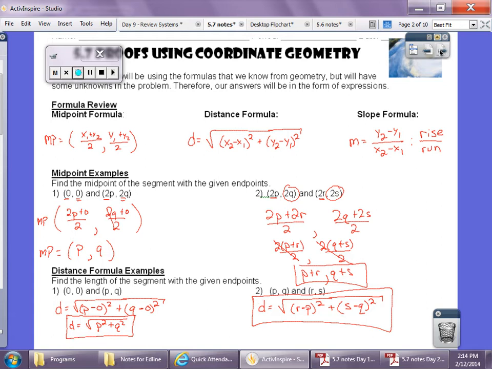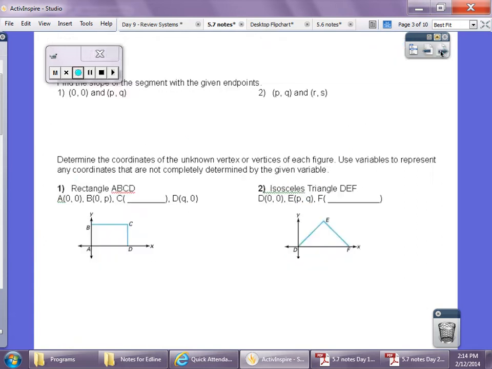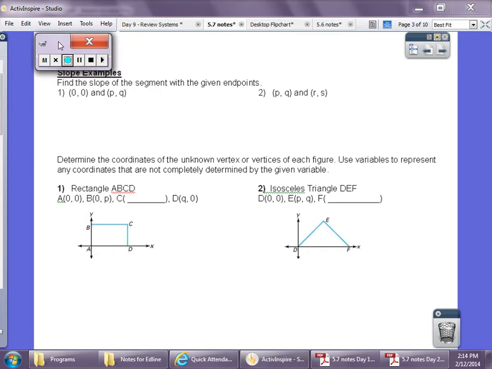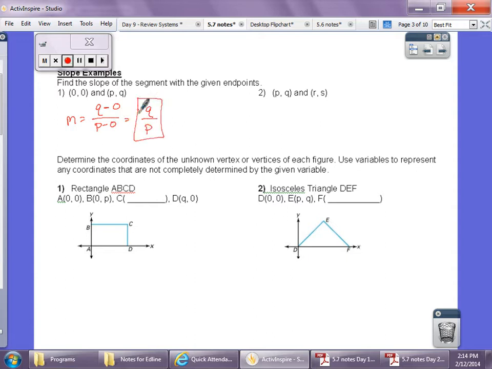And then moving on to the slope formula, just going back to algebra and what we did in, I think, unit 3. Some examples of slope. Find the slopes. Our slope is y2, q, minus 0 over p minus 0, which just gives us a slope of q over p. The slope of number 2: our slope equals y2, which is s, minus q over x2, r, minus p.